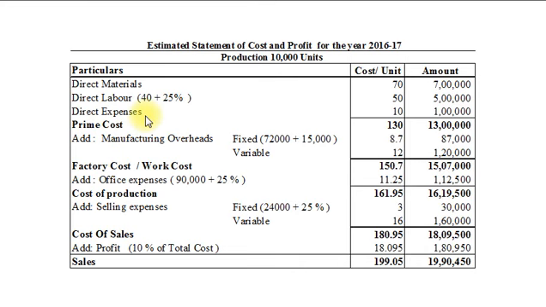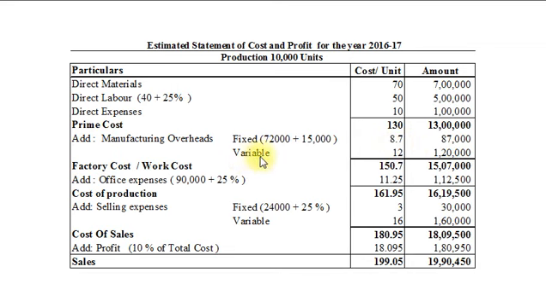Direct expenses, there is no information of change. So per unit it will remain constant at rupees 10 and total amount rupees 1 lakh. So we get prime cost per unit 130 and total amount rupees 13 lakhs. Now in prime cost we will add manufacturing overheads, fixed and variable. Last year the fixed amount was 72,000 and there is an increase of rupees 15,000. So our total manufacturing overhead fixed amounts to rupees 87,000 and per unit rupees 8.7.